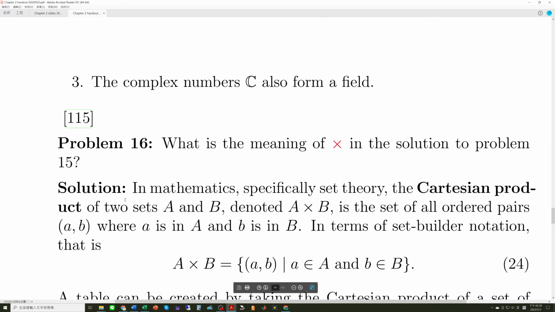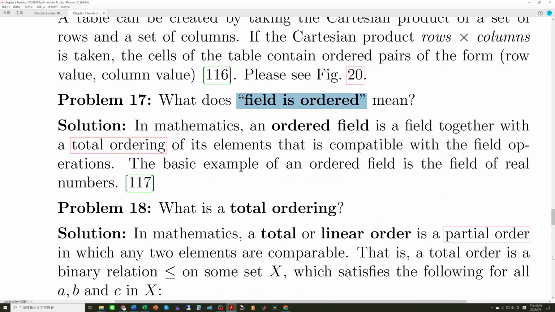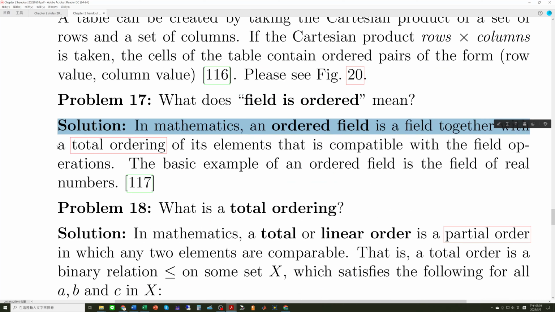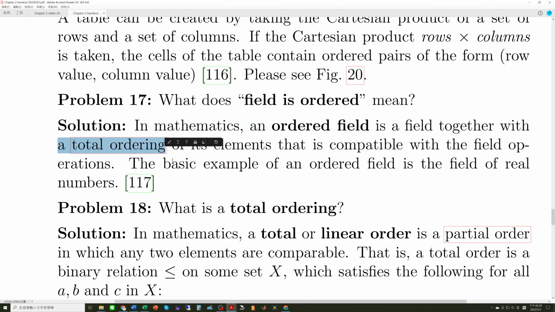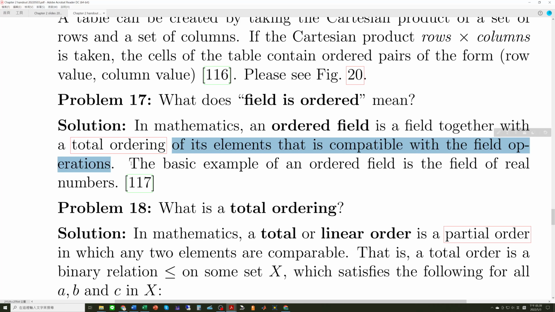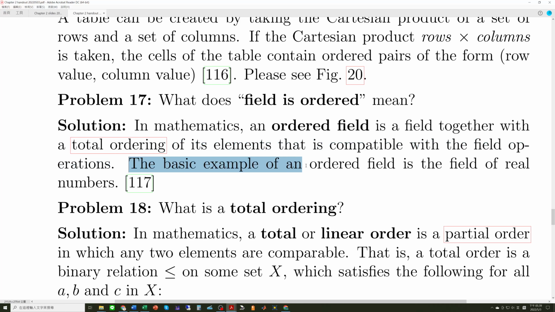Okay, solution. In mathematics, an ordered field is a field together with a total ordering. Okay, I will explain what is a total ordering in the next problem. Of its elements that is compatible with the field operations. The basic example of an ordered field is the field of real numbers.